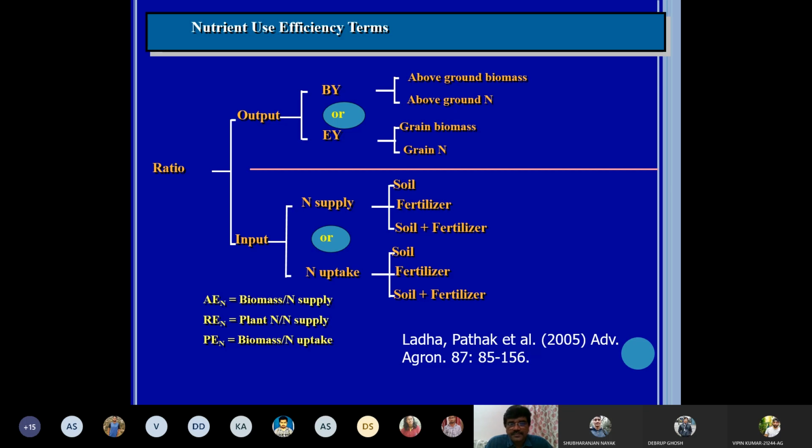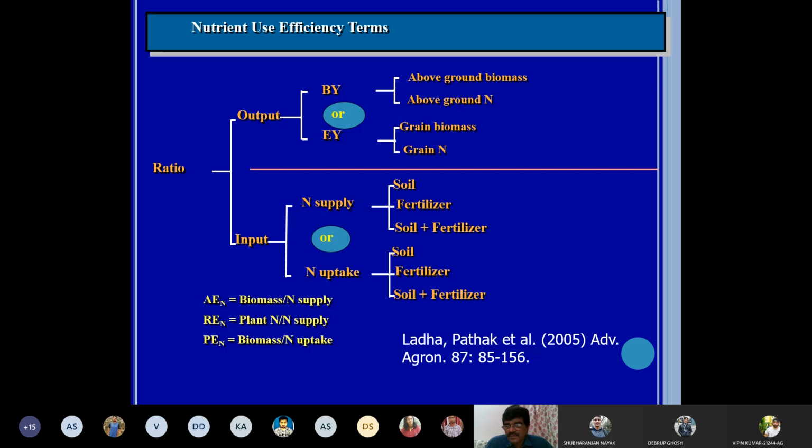Similarly for input, you can have nitrogen supply or nitrogen uptake. Supply can come from soil or fertilizer. You can take either just fertilizer or soil plus fertilizer. Similarly, in an uptake, you can take nitrogen coming from soil, or fertilizer, or soil plus fertilizer. Based upon different varieties of output and input, different terminology has been developed. And you can see in the next slide what kind of terminology is there.